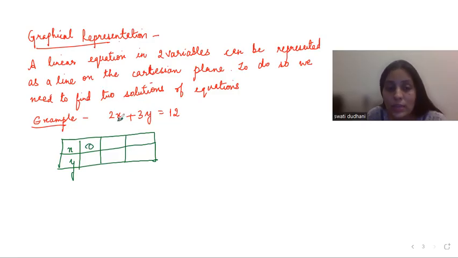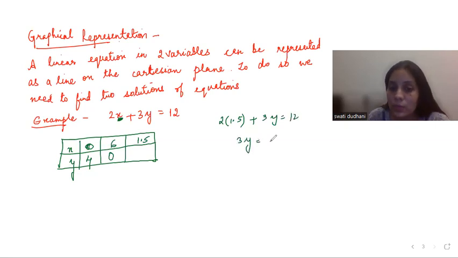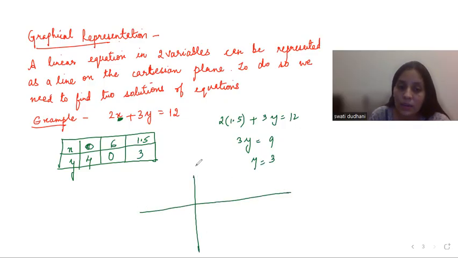If I substitute x as 0, 3y equal to 12, so y will be equal to 4. Now let me take y as 0. If I take y as 0, x will be 12 divided by 2, which is 6. Now similarly, if I take x as 1.5, we just saw 2 into 1.5 plus 3y equal to 12. So 3y equal to 12 minus 3, which is 9, and y equal to 3. Once we get 3 solutions, you can now plot them on the Cartesian plane.